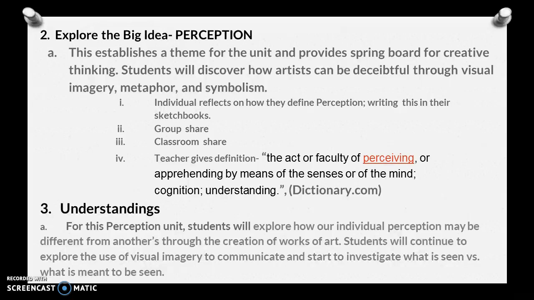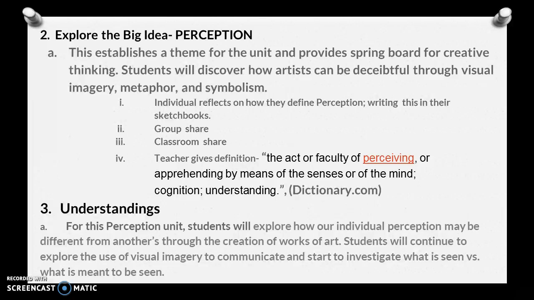The individual students reflect on how they define perception, writing this in their sketchbooks. They group share, we classroom share, and then I will give a definition that I find online, which is, for perception: the act or faculty of perceiving or apprehending by means of the senses or of the mind, cognition and understanding. I like that idea of having to think a little bit longer about what's going on in that image.